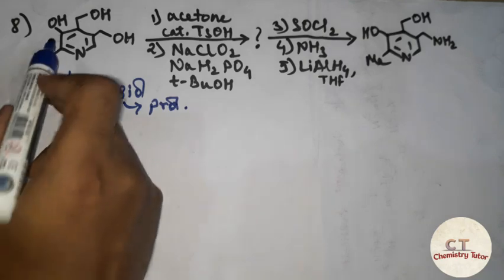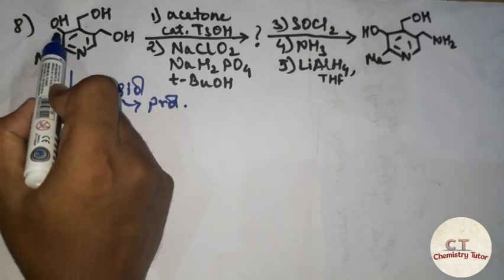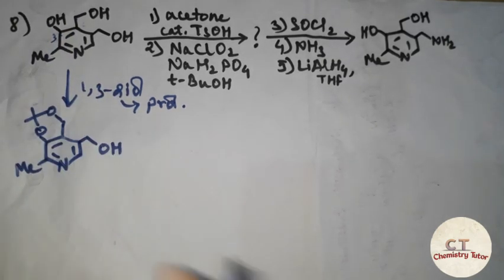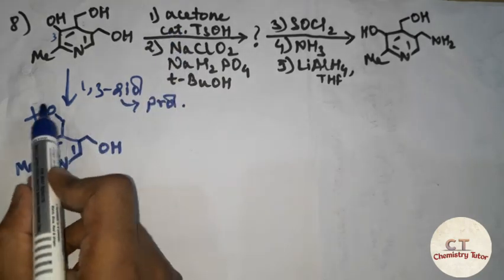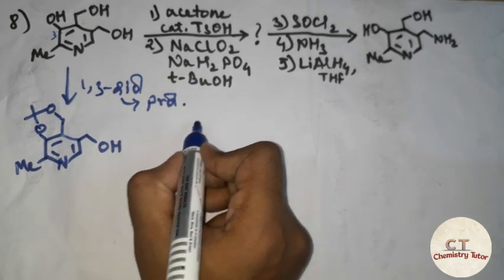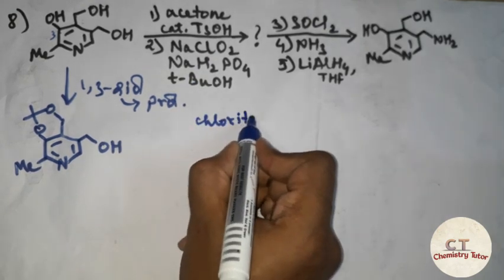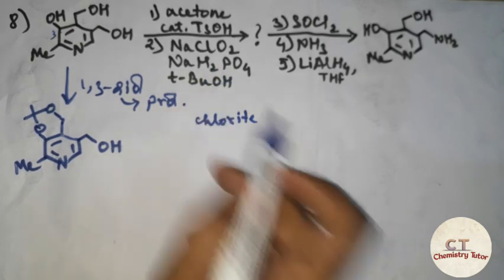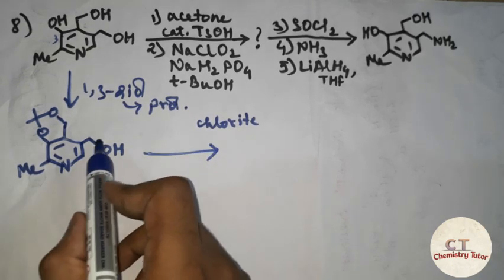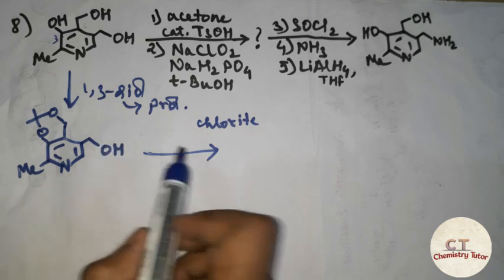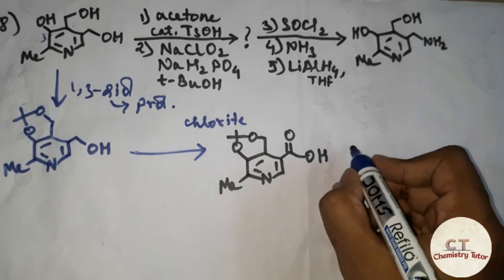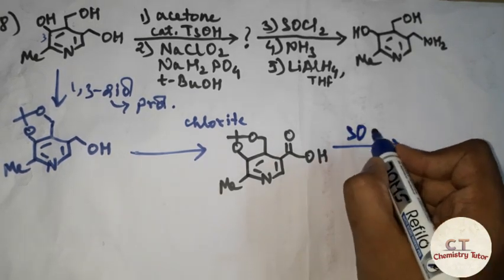Okay, so in this case, where is 1,3? 1, 2 and 3. Used for the protection of 1,3-diol. So this is the product formed in the first step, protection of the 1,3-diol. And then NaClO2, that is sodium chlorite, in presence of sodium dihydrogen phosphate and tertiary butanol, it acts as an oxidizing agent. It then oxidizes the primary alcohol to carboxylic acid, and we are going to get this product. Then on addition of SOCl2, it is simple.